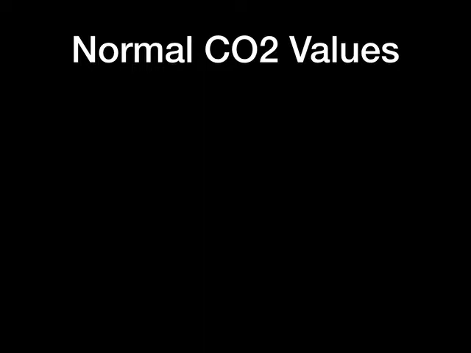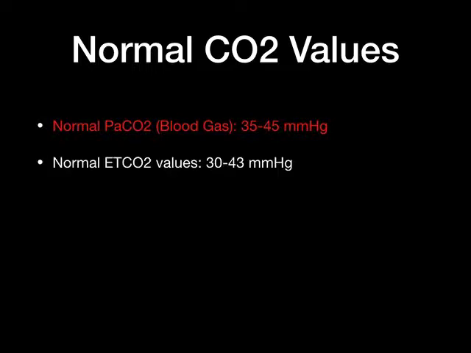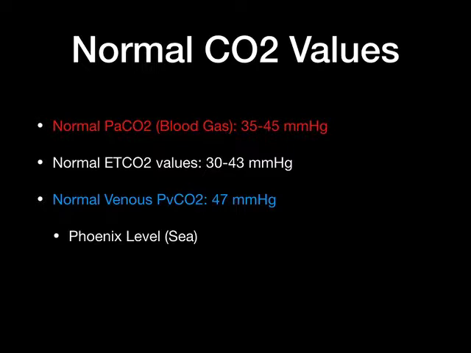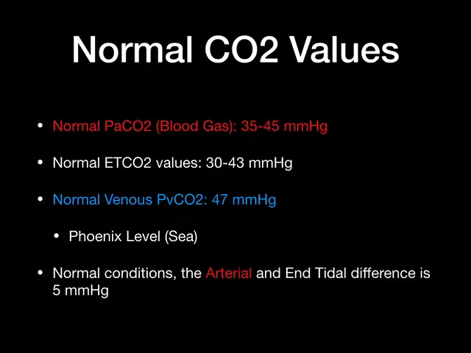How about normal values? Well, normal PaCO2 values from a blood gas are about 35 to 45. Normal end-tidal CO2 values are about 30 to 43. Normal venous carbon dioxide partial pressures are about 47 millimeters of mercury. And here in Phoenix, at sea level, those numbers are accurate. If elevation changes, those might change as well. But under normal conditions, the difference between the arterial blood gas and the end-tidal CO2 is only about 2 to 5 millimeters of mercury.